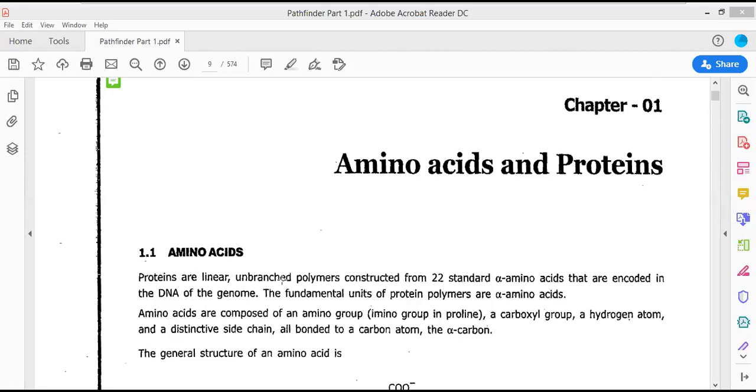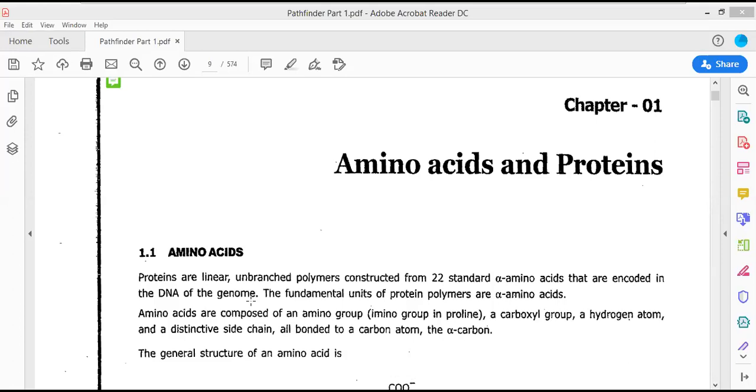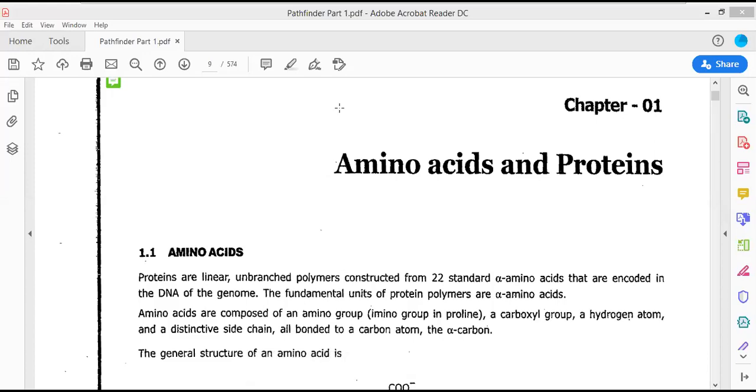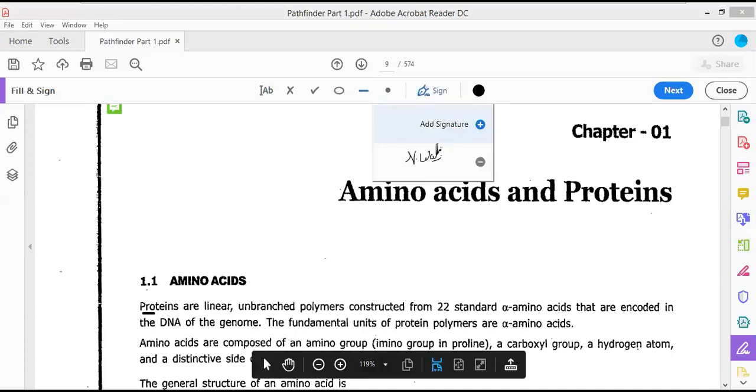See, proteins are linear unbranched polymers consisting of 22 standard alpha amino acids that are encoded within the DNA of the genome. The fundamental unit of protein polymers are the alpha amino acids. Now, very important point. You got two very important points in this particular unit. See, I won't have any animation today, but look at my words and the things that I'm going to highlight, because that will form the basis of all the studies of biochemistry that you would be doing sooner or later.